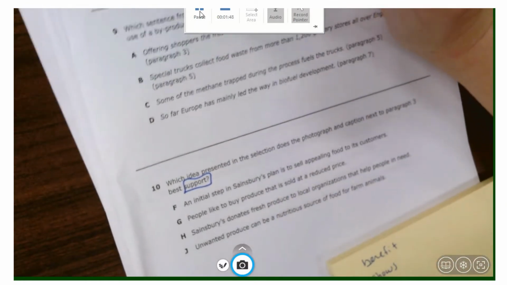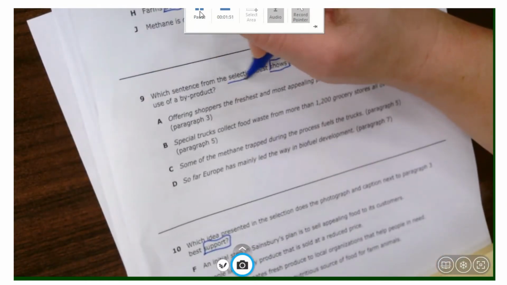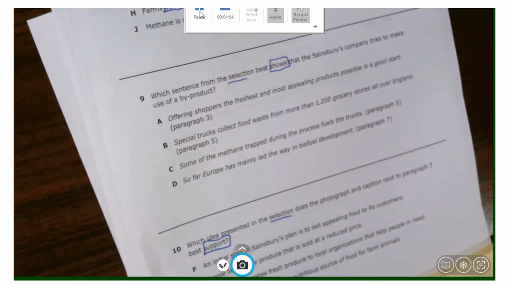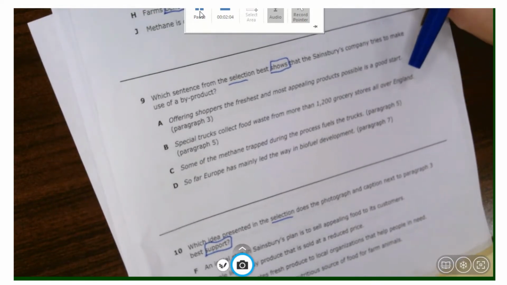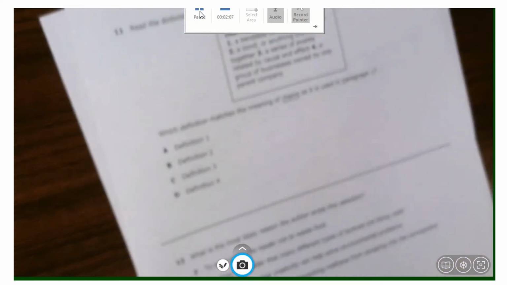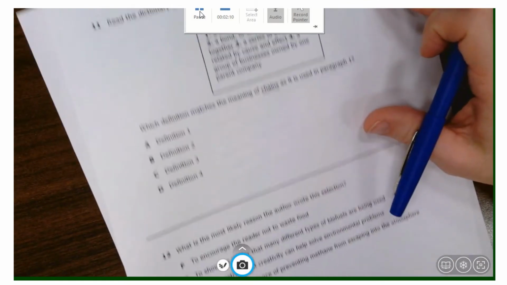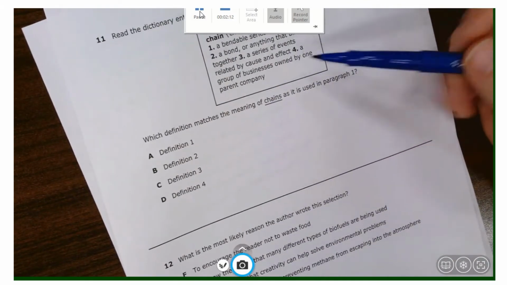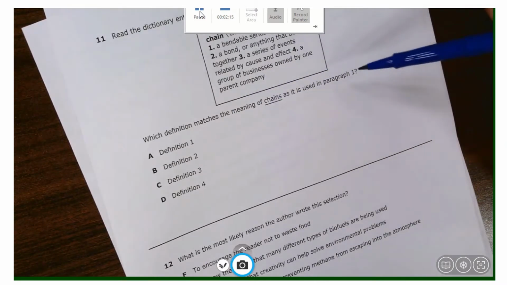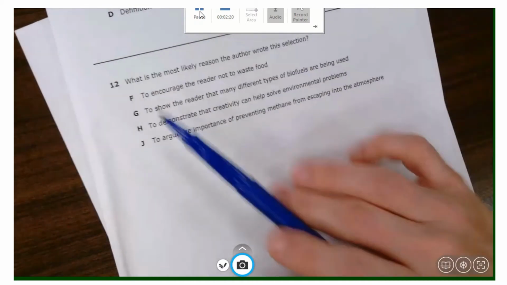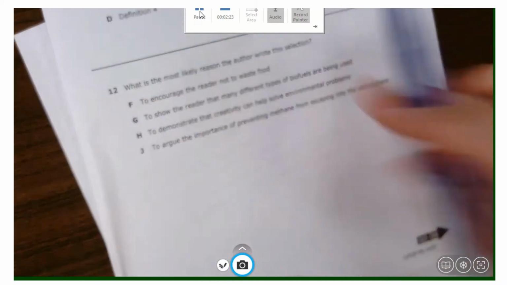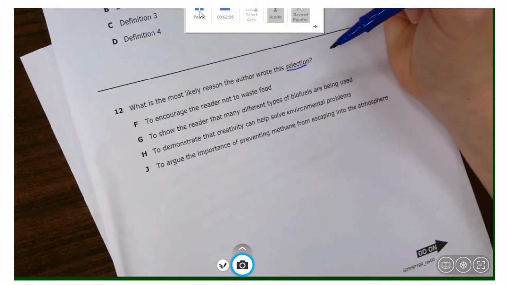And I've noticed now that I've looked at two questions that selection is something that pops up again and again. I might not do a whole warm-up routine around the word selection, but I might point it out and use it frequently when we're talking about text to make sure kids have that familiarity and understanding. So then for this one, read the dictionary entry for chain. What definition matches the meaning of chains that's used in paragraph 1? Vocabulary wise, I think they're okay there. What is the most likely reason the author wrote this selection? Well, there's selection again, so that's really showing itself to be important.